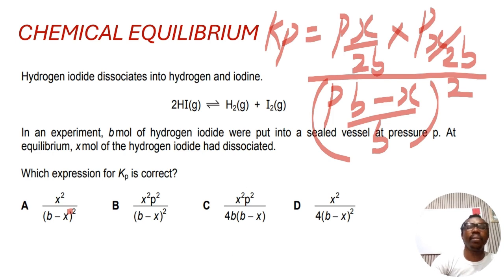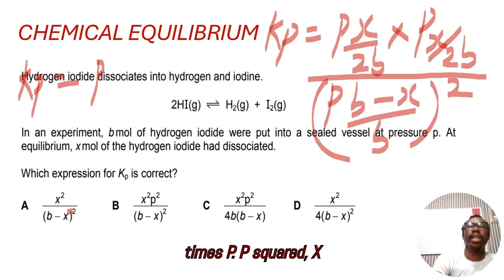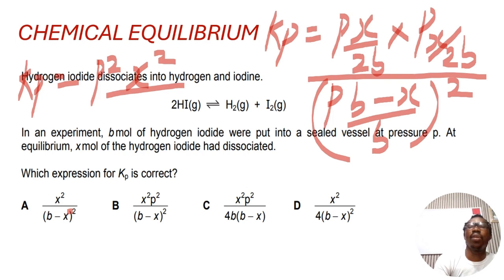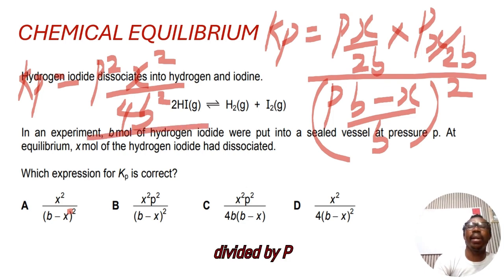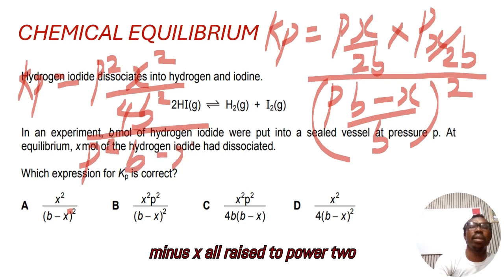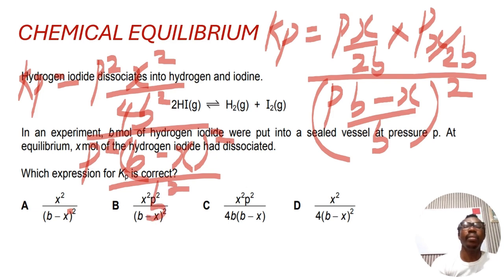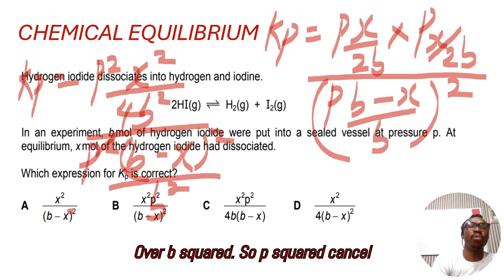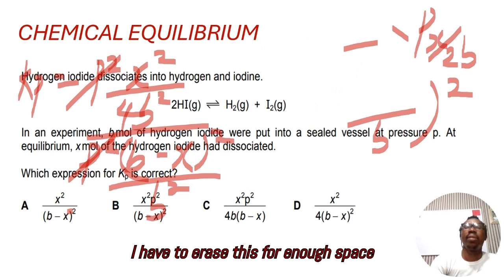So Kp will be equal to P squared x squared over 2b times 2b, which is 4b squared, divided by P squared times (b minus x) all raised to power 2 over b squared. So P squared cancels P squared. I have to erase this for enough space.